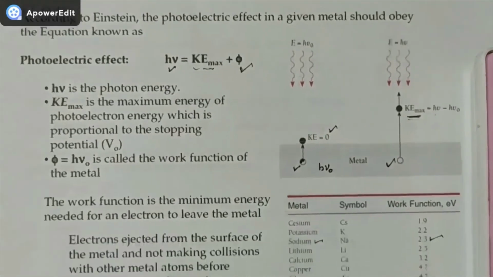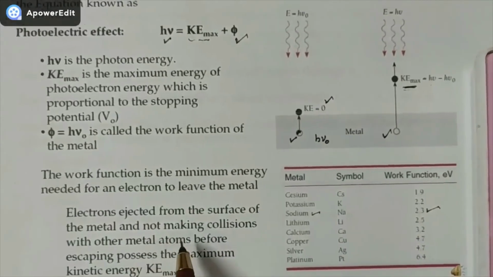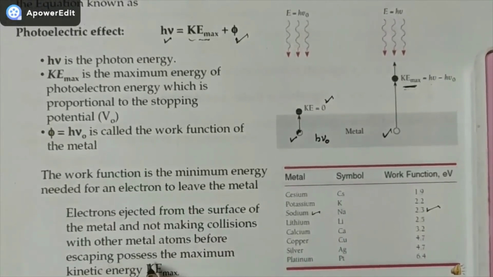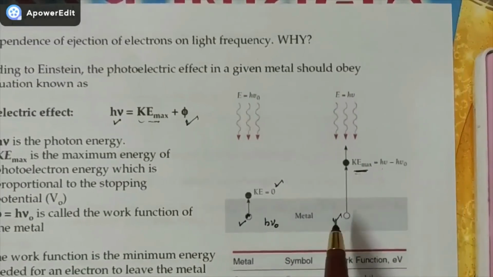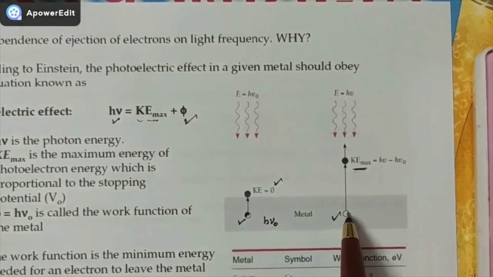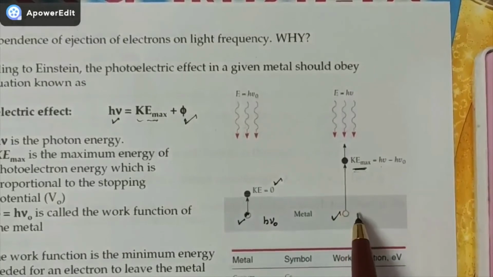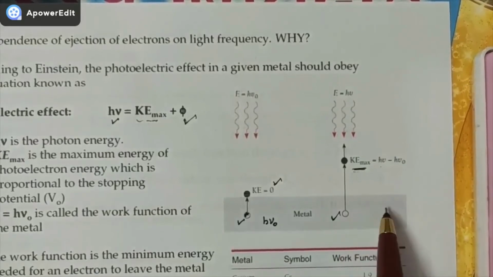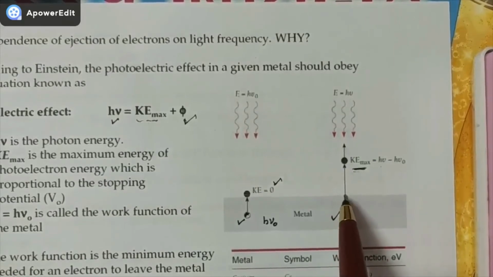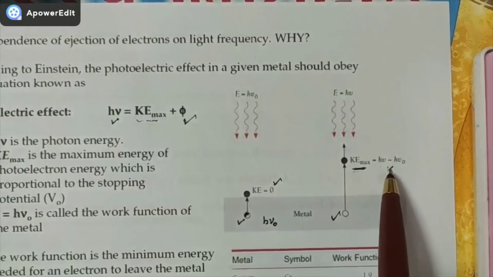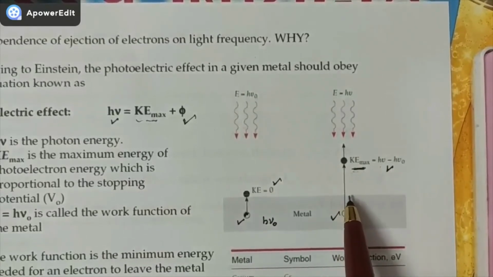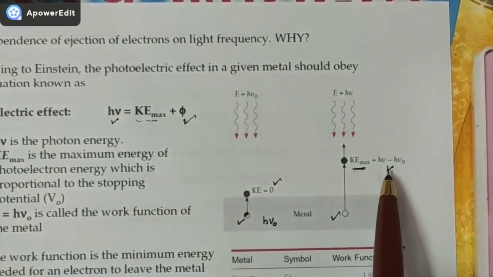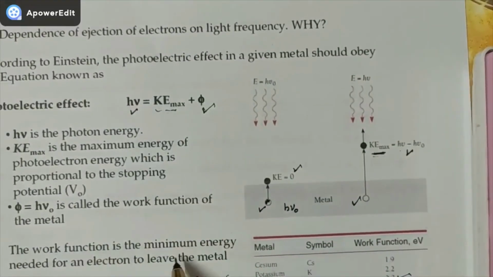the Nobel Prize. The electron ejected from the surface of the metal, not making collision with other metal atoms before escaping, possesses the maximum kinetic energy. What it says is that if this light falls on this surface and this electron acquires this energy and directly comes out, because in this metal there will be many electrons and atoms, so after being free from one atom, if this electron does not collide with any other atom or electron and directly comes out of the surface, then the maximum kinetic energy it will have is this much. If before coming out of the surface it interacts with some other atom or electron, naturally it is going to lose some energy and the kinetic energy will not be equal to this maximum. So the work function is the minimum energy needed for an electron to leave the metal.